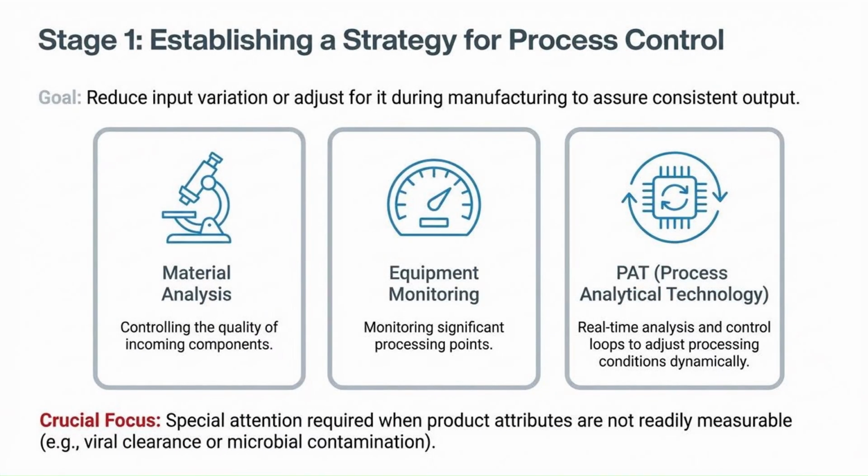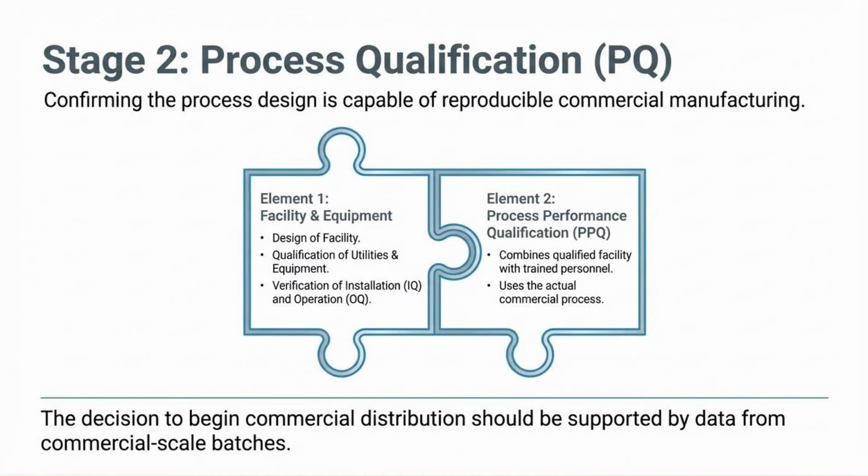How do we handle variation? We either reduce input variation or adjust for it during manufacturing to assure consistent output. This is where process analytical technology, PAT, shines, using real-time analysis and control loops to adjust conditions dynamically. If your product attributes aren't easily measurable, like viral clearance or microbial contamination, this controlled strategy becomes your primary line of defense. Now we scale up.